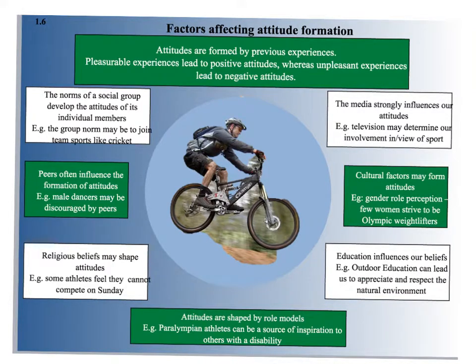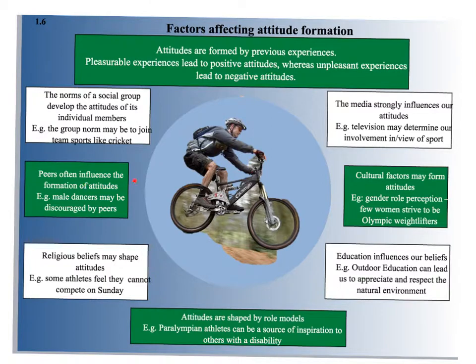The norms of a social group develop the attitudes of its individual members. Think about the group that you're in, your team that you might have. You might have similar attitudes towards certain situations. For example, the group norm might be to join team sports like cricket because a lot of your friends in your social group say that that's the way it should be. Or you might go to university and get in with a different group. They might suggest that it might be better to play something new like lacrosse or a different sport. But your social groups have a massive influence on our attitudes.